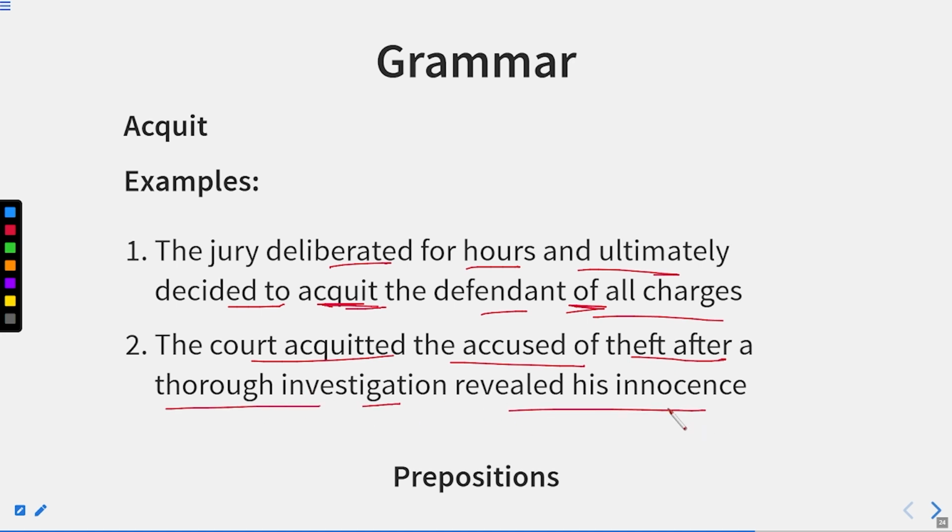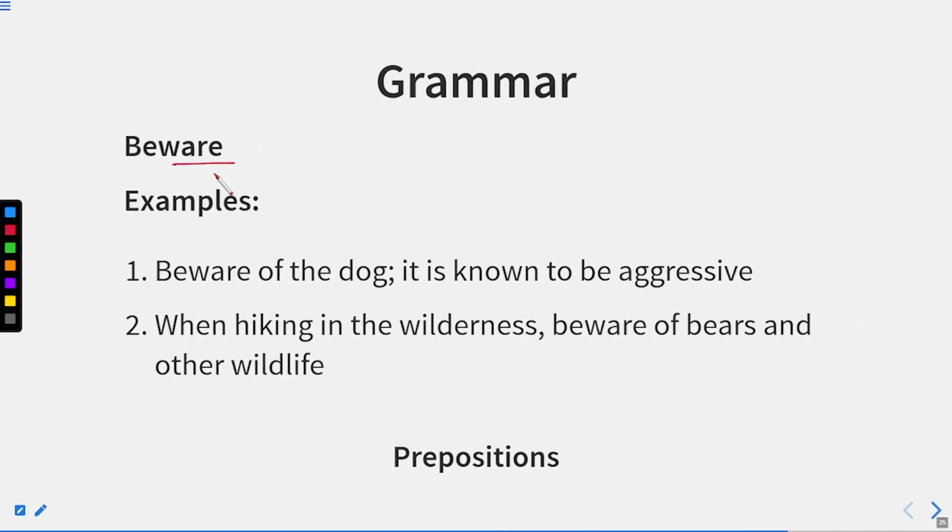Now let us move to the next one. Beware. Beware means to be alert about someone. You must have seen this sign that says beware of dogs. So you must have seen these types of signboards many times in your life. So after beware, we use preposition of. It is just to make you alert about something. So beware of the dog. It is known to be aggressive. When hiking in the wilderness, beware of bears and other wildlife. So this is how we can use preposition of with the verb beware.